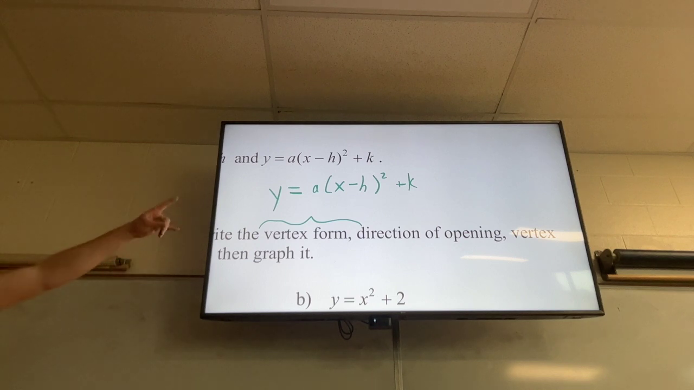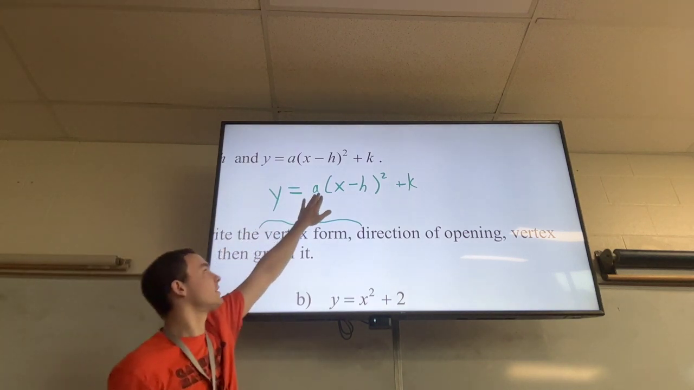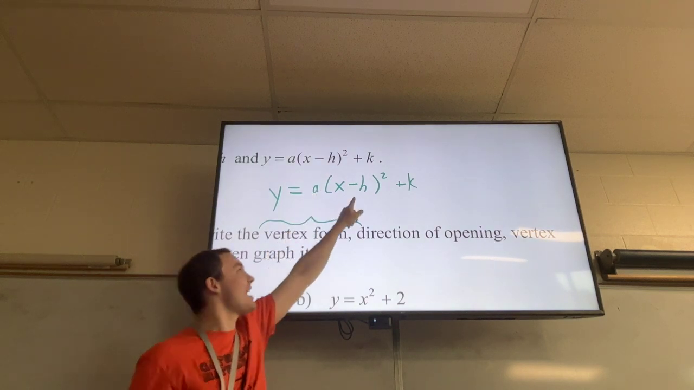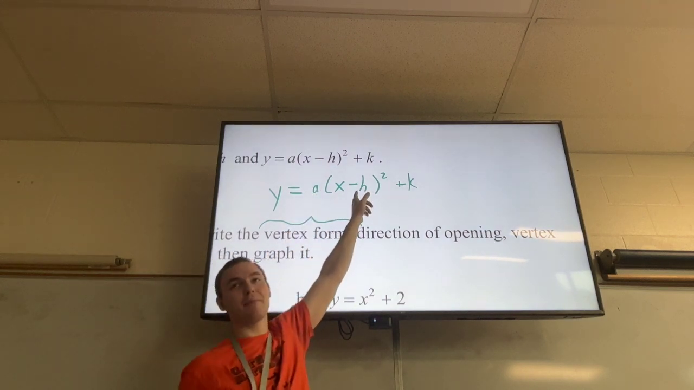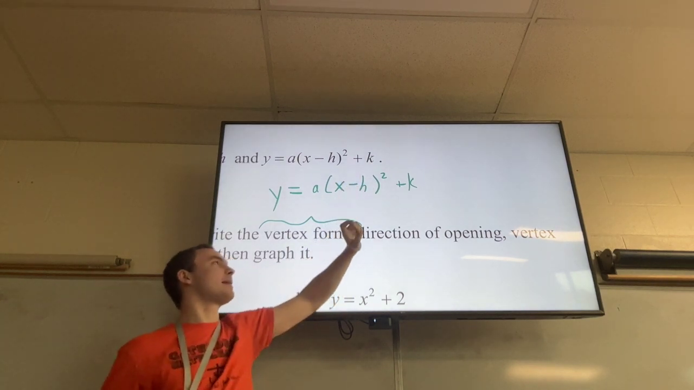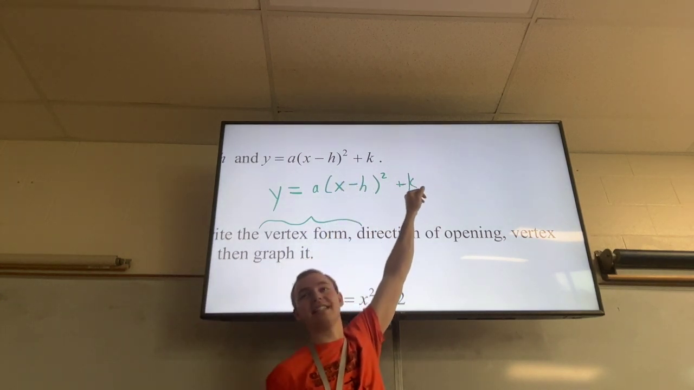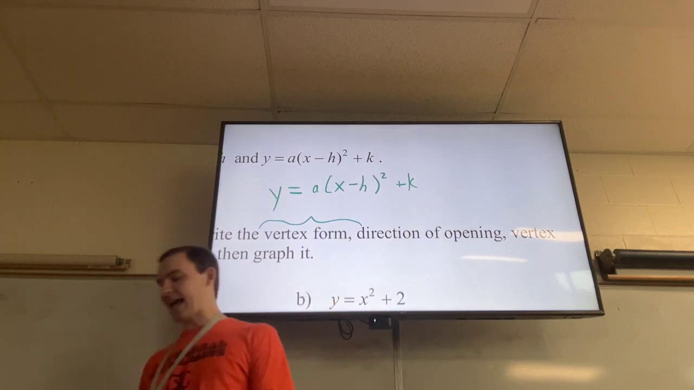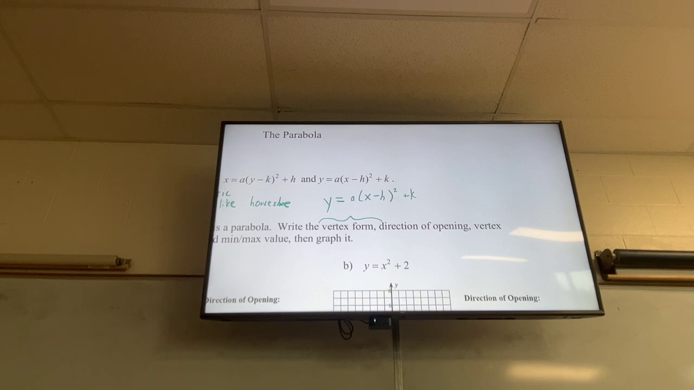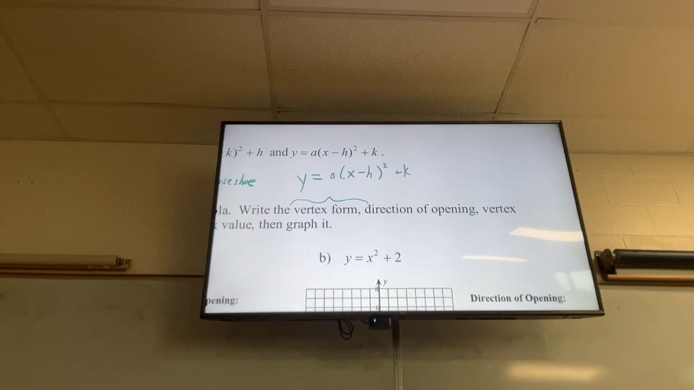So a is the number that's right in front of my parentheses. There's an a there. h is the number that's inside my parentheses, but it's the opposite of that. k is the exact same as the number that's outside my parentheses. All right. Okay.